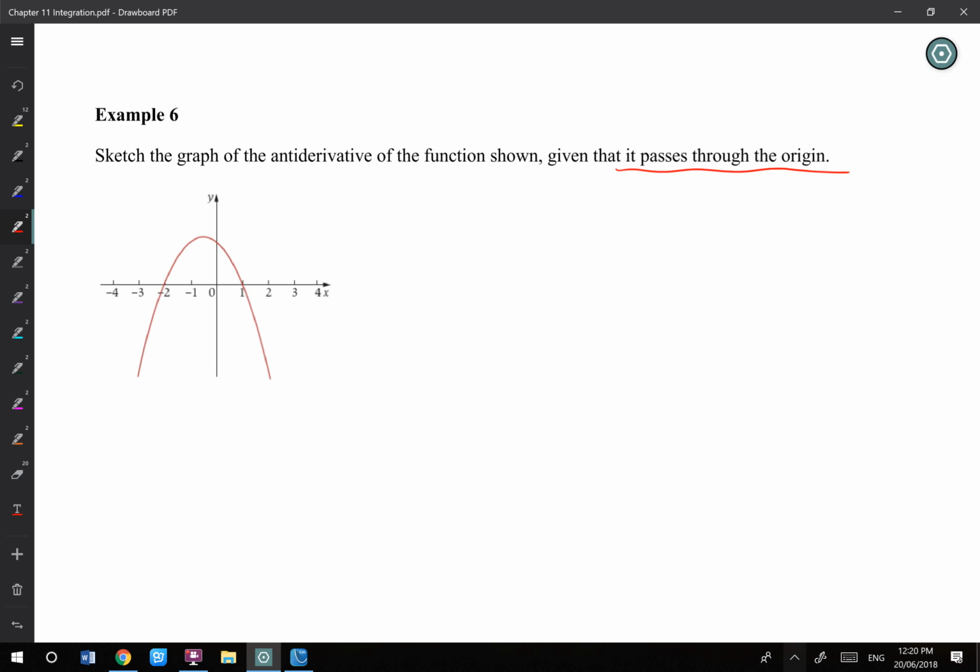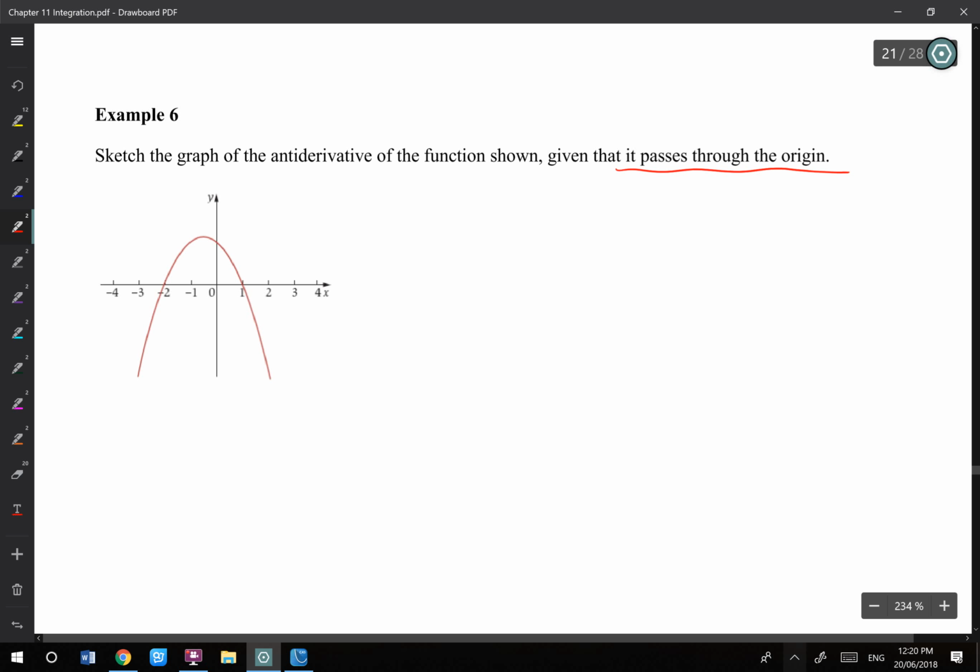But anyway, let's have a look at this one. As I said, I need to put everything in a table.